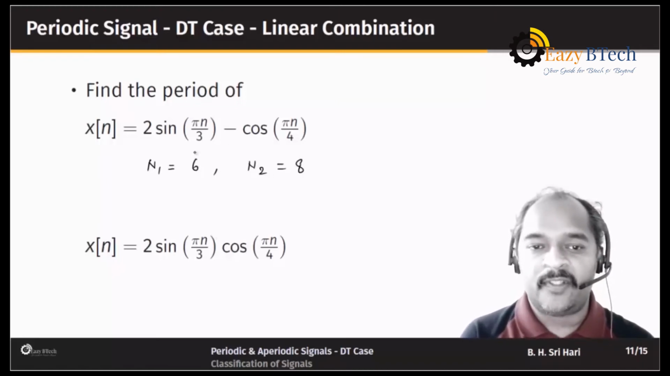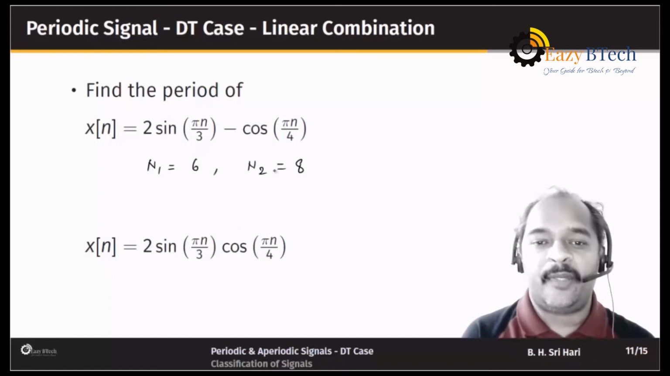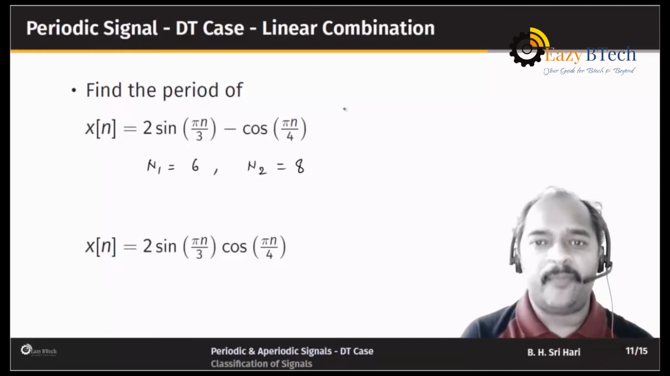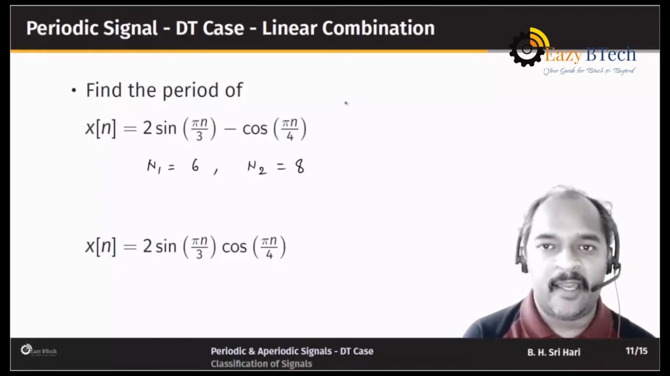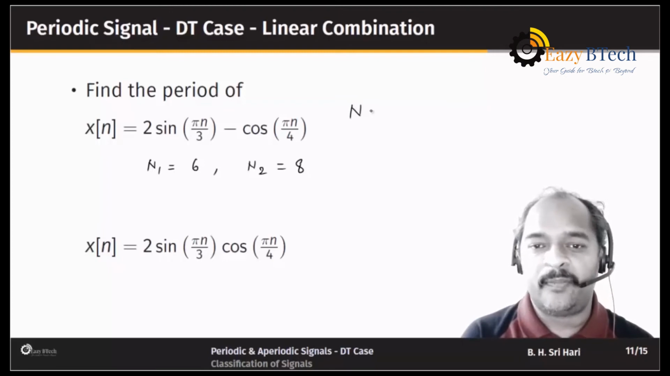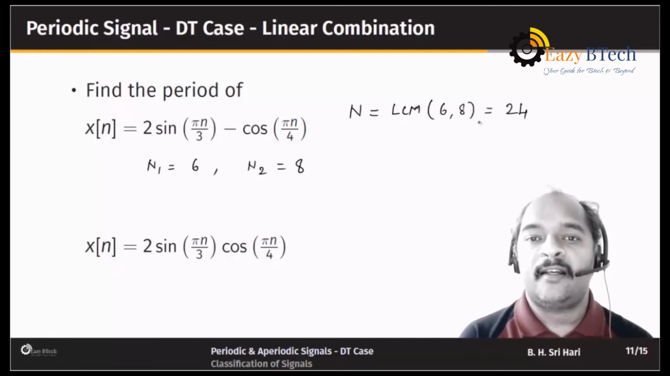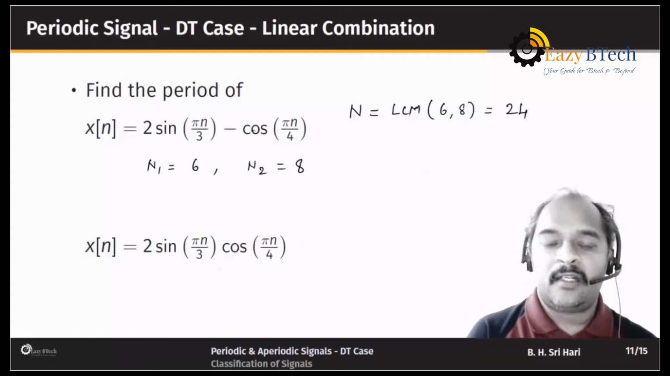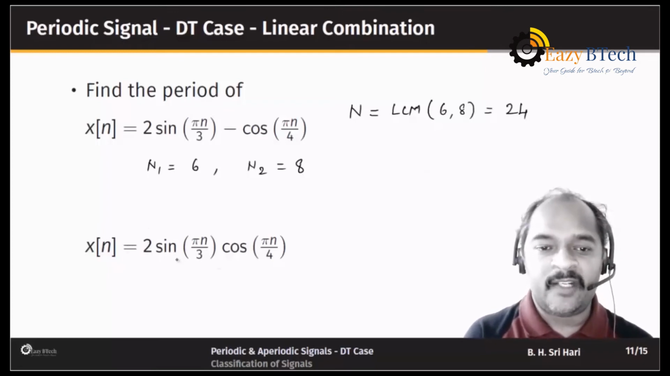So the period of the first signal is 6 and the period of the second signal is 8, and hence, if you take the ratio, it is 6 by 8, which is nothing but 3 by 4. That's always a rational number, and hence the period N is given by the LCM of 6 and 8. That turns out to be 24. You can verify that the LCM of 6 and 8 is 24. Now let us go to the second example. What is the second example?